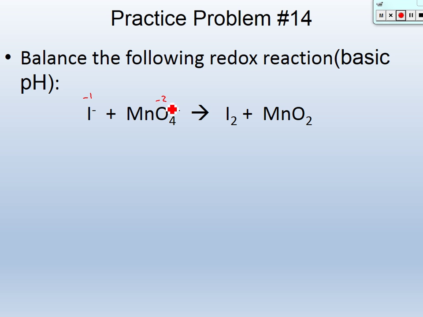Oxygen's always a -2, but I've got 4 of them. So what is it total? -8. This thing has a -1 charge, so it's got to sum to a -1. What does the manganese have to be? +7. Good job. Iodine, just by itself, doesn't have a charge. What's its oxidation number? 0. Yeah, free elements are 0. Oxygen's always -2. I've got 2 of them, though. -4. So what does the manganese have to be? +4. There's only one of them, so it's got to be +4.